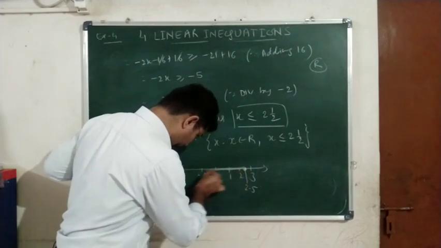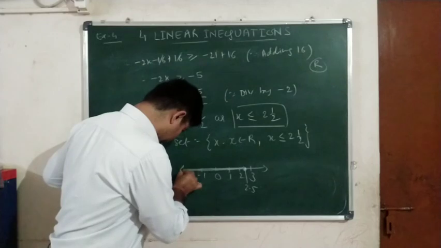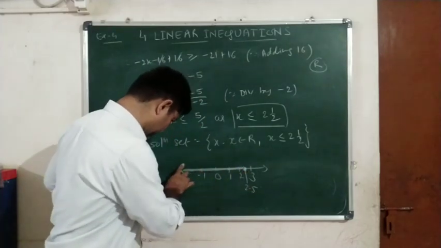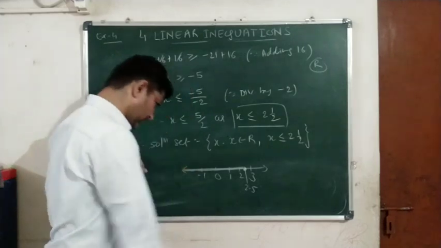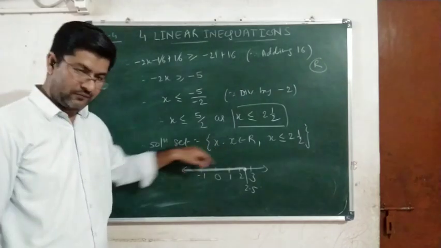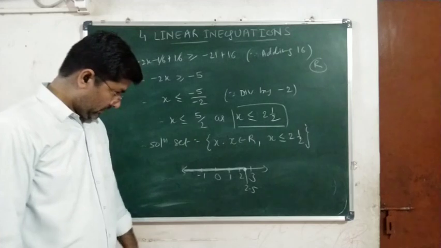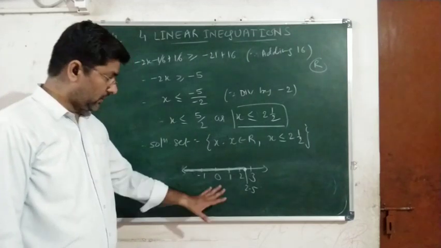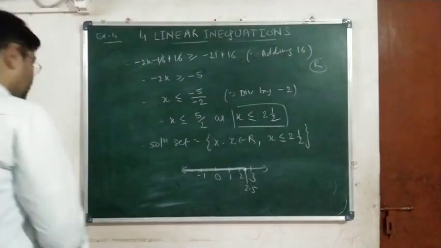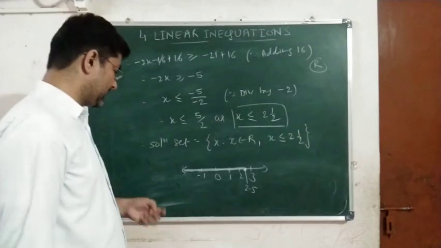Whenever you have to show that the solution is less than, you will darken the left side of the line like this. Clear? So this darkened line shows that the solution continues. There are an infinite number of real numbers. Clear? So I hope you understood how to represent this on the number line. Now further examples will make it more clear. Let us solve the next example.